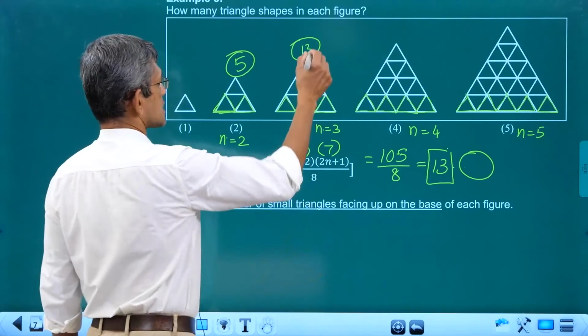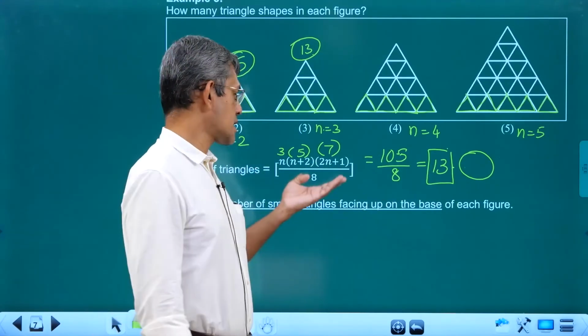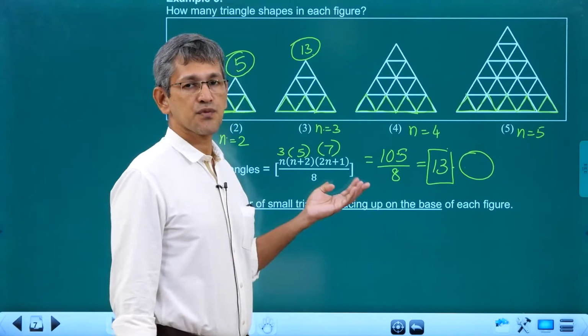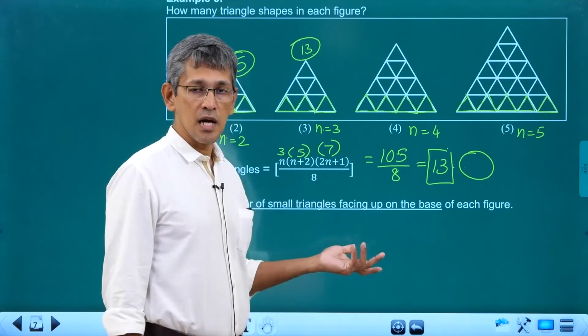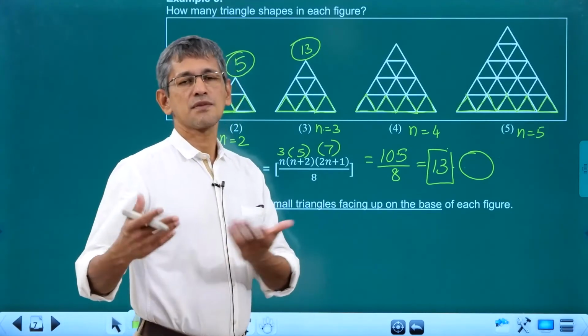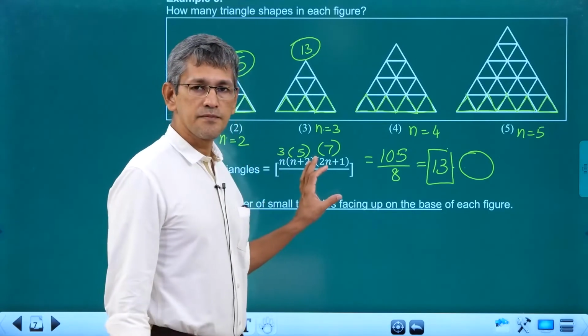So we get the answer 13 here. In this case, in order to avoid that decimal point, we can have 2 different formulas for odd number and even number. If n is an odd number, we can have a different formula. But that's a bit confusing. Don't go for it. Just apply this one formula.